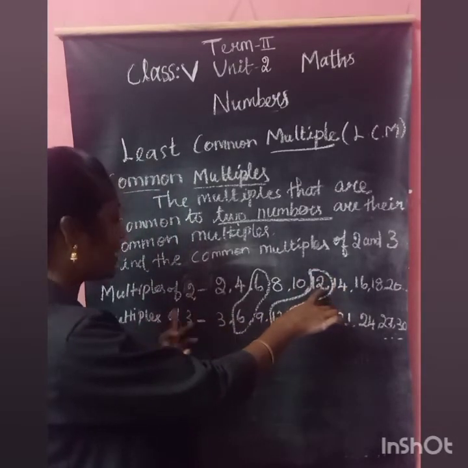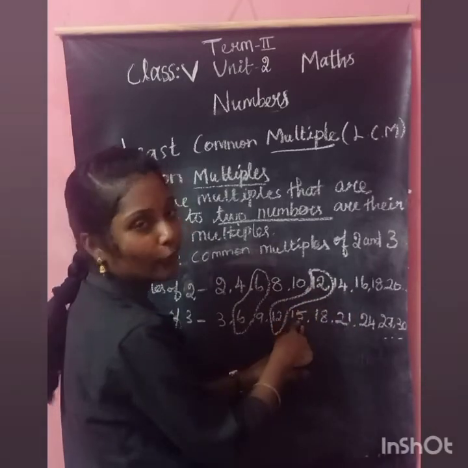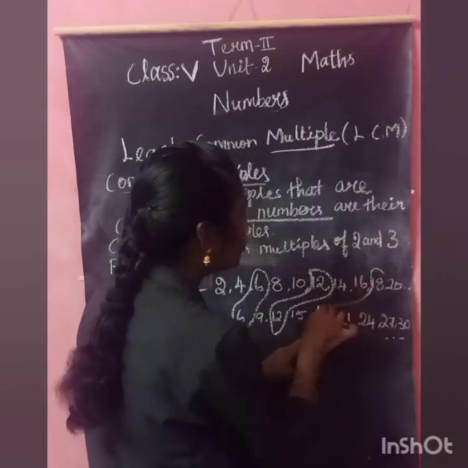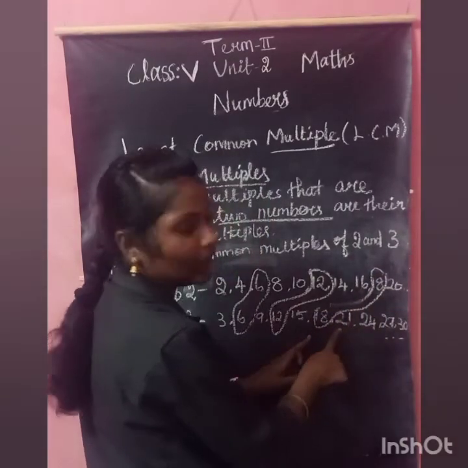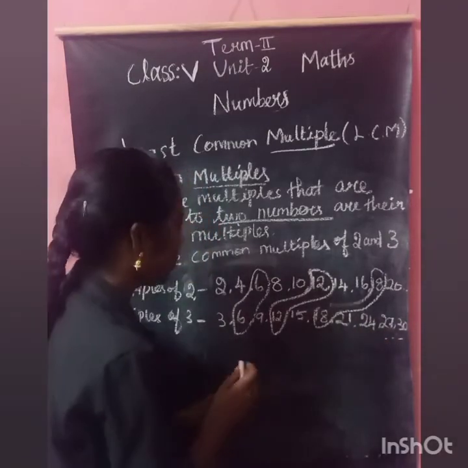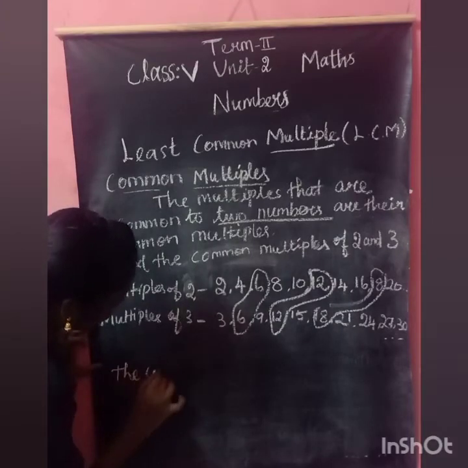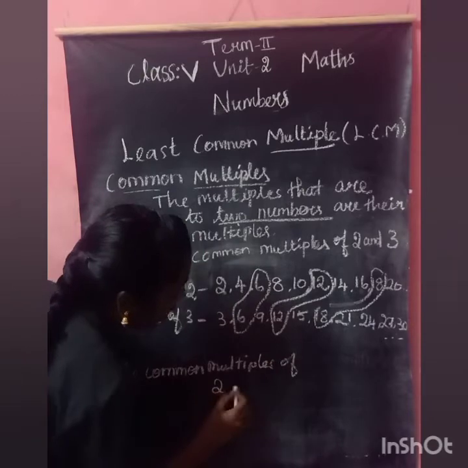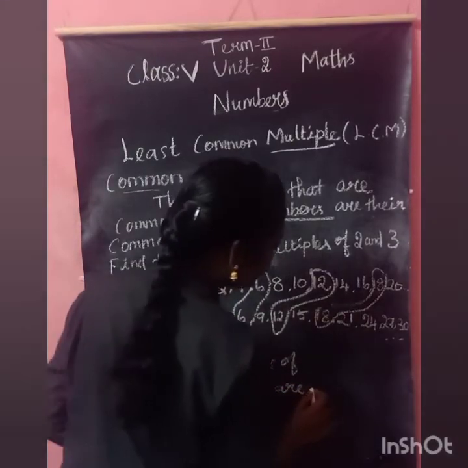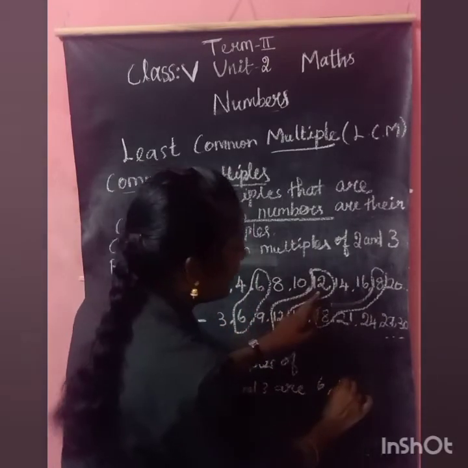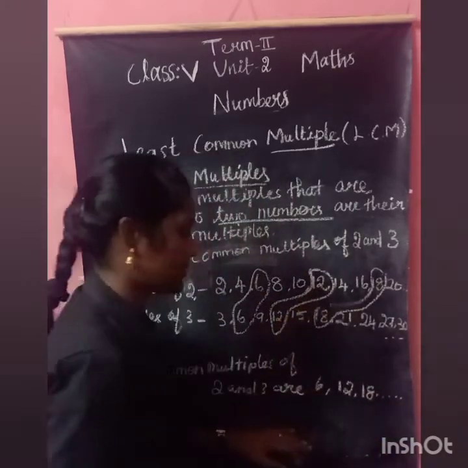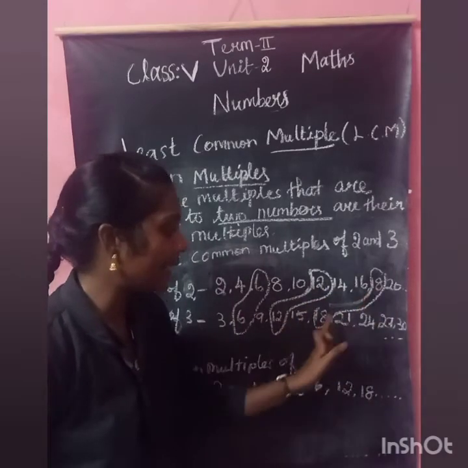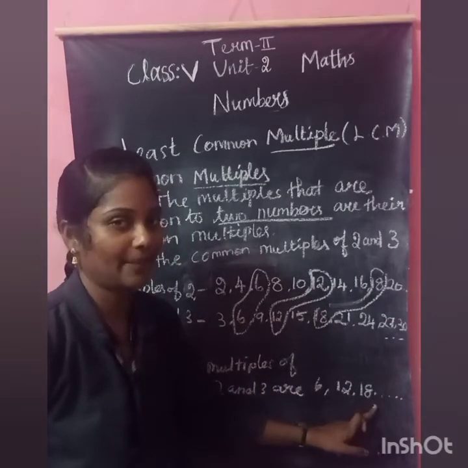So 12 is a multiple of 2 and a multiple of 3. Next, 14, here not 14. Next, 18. So 18 is here also, and here also. So 18 is a multiple of 2 and a multiple of 3. Next, 20, here 21. Next, 24, 27, 30. So, see, children, therefore the common multiples of 2 and 3 are 6, 12, 18, up to etc. So 6 is common, so take 6. Next, 12 is common, so 12. Next, 18 is common, multiples of 2 and 3, etc.